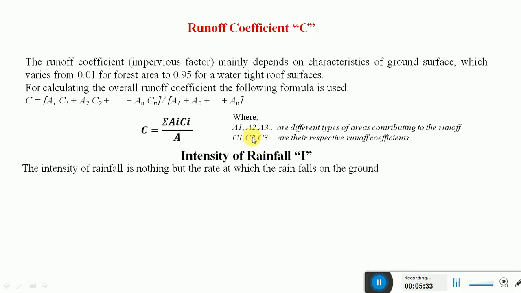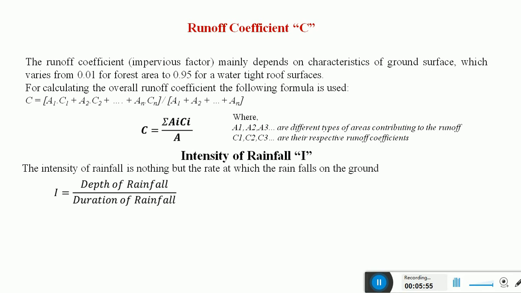Once we solve one numerical example, you will find out how. If you have only one particular type of area, then there is no need to use this equation, because you have only one type of area and you just multiply it by the coefficient of runoff. That is, you can just use Q is equal to CIA divided by 360, where A is the area, C is the coefficient of runoff, and I is the intensity of the rainfall.